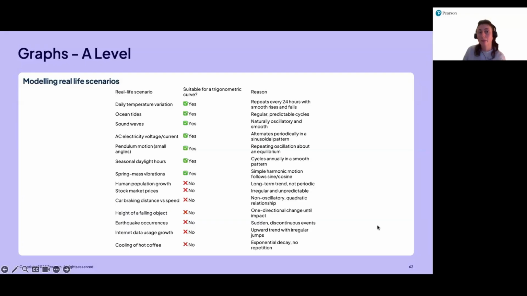So yes, as I was saying, we've got something that links to the large data set there. So looking across the pure and the stats, if you like. And we've also got the things that can't be modelled with trig. And then it gives the reasons as well. Obviously, I would always fact check everything that I typed in on ChatGPT before showing it to my students.